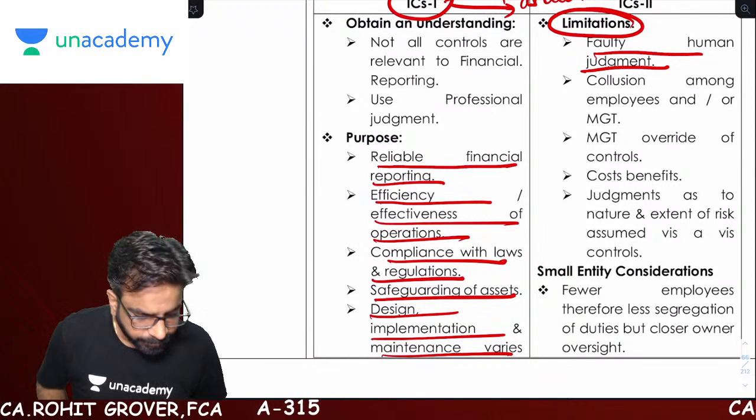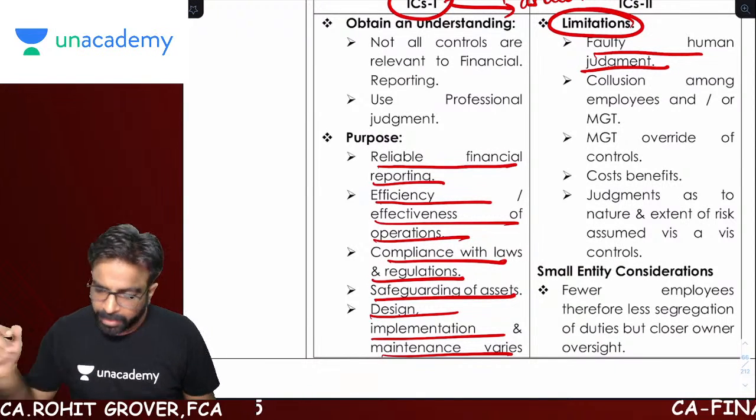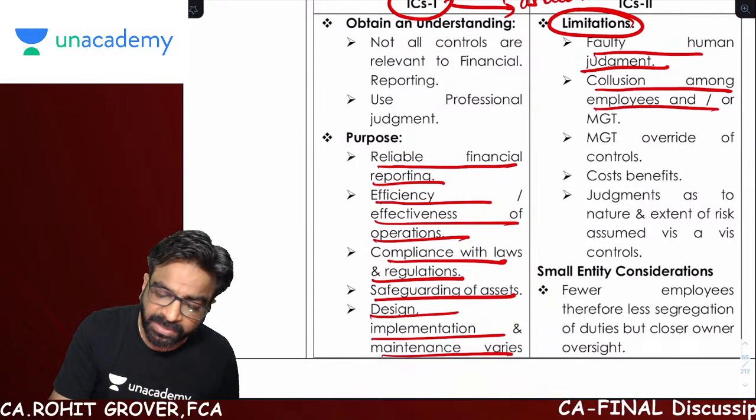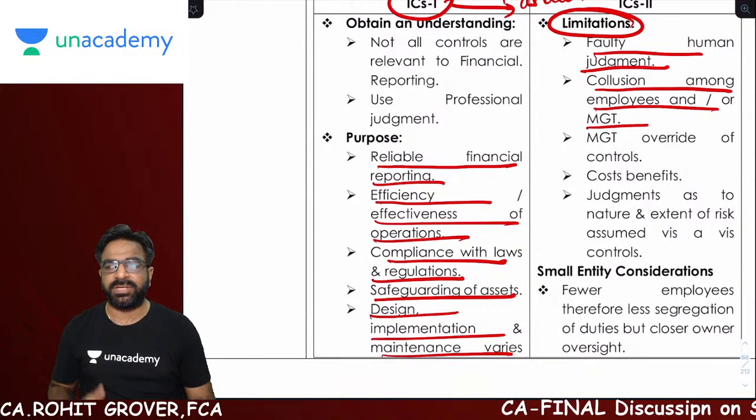Clear, everyone? Yes. Now, what is the second inherent limitation of internal control system? Collusion among the employees and management. What do you mean by collusion?